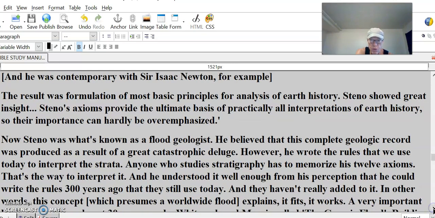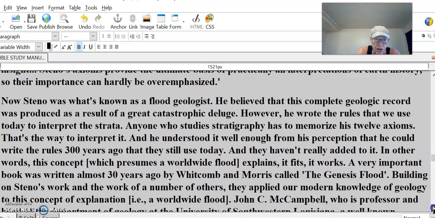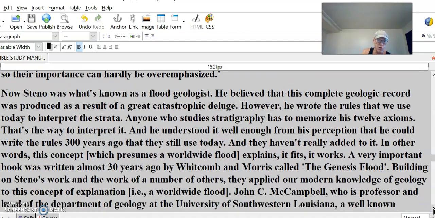However, he wrote the rules that we use today to interpret the strata. Anyone who studies stratigraphy has to memorize his 12 axioms. That's the way to interpret it. And he understood it well enough from his perception that he could write the rules 300 years ago that they still use today, and they haven't really added to it. In other words, this concept, which presumes a worldwide flood, explains, it fits, it works.